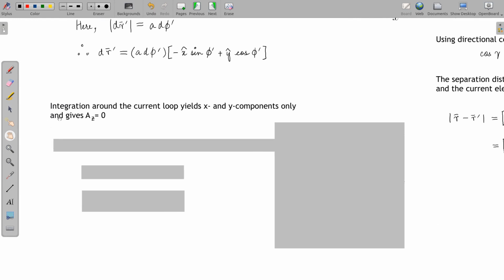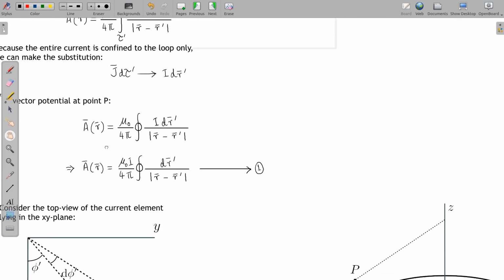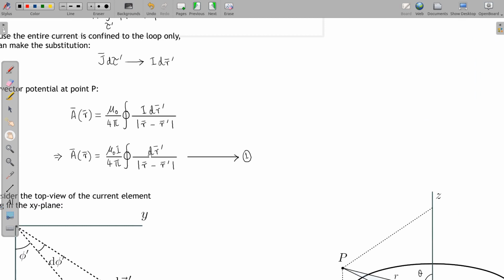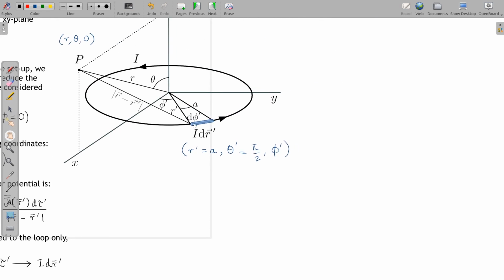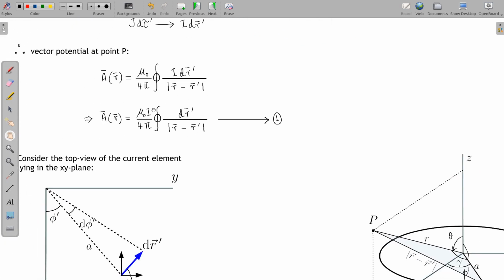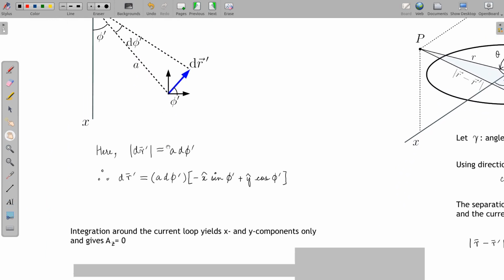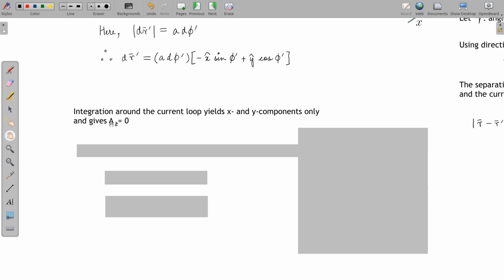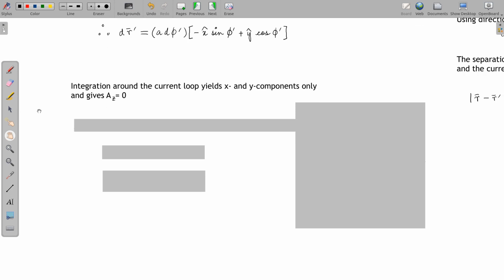The first thing we notice is that we are integrating over the x and y components only, and this gives the z component to be 0. How? We are integrating over dr prime, and dr prime exists in the xy plane. So dr prime will only have dx prime and dy prime. It does not have a dz prime component. Because of that, when we integrate over the whole loop, it will have only x and y components. So only Ax and Ay will be there, and Az is going to be 0. The vector potential A was supposed to have three components, Ax, Ay and Az, but we have ruled out Az. So Az is 0. We can simplify this even further.